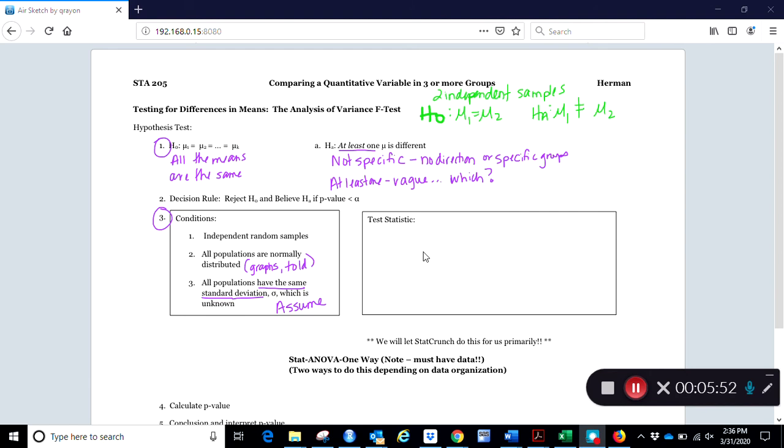For our test statistic, this is where we're going to see a pretty big difference, as we're no longer using a Z or a T that we're used to. Instead, we're going to be using an F. We're going to let StatCrunch do this for us primarily, but I still want you to have an idea of what this is measuring. So first, mathematically from StatCrunch, it's going to be what we call MST over MSE, which stands for mean squared treatment, and mean squared error on the bottom.